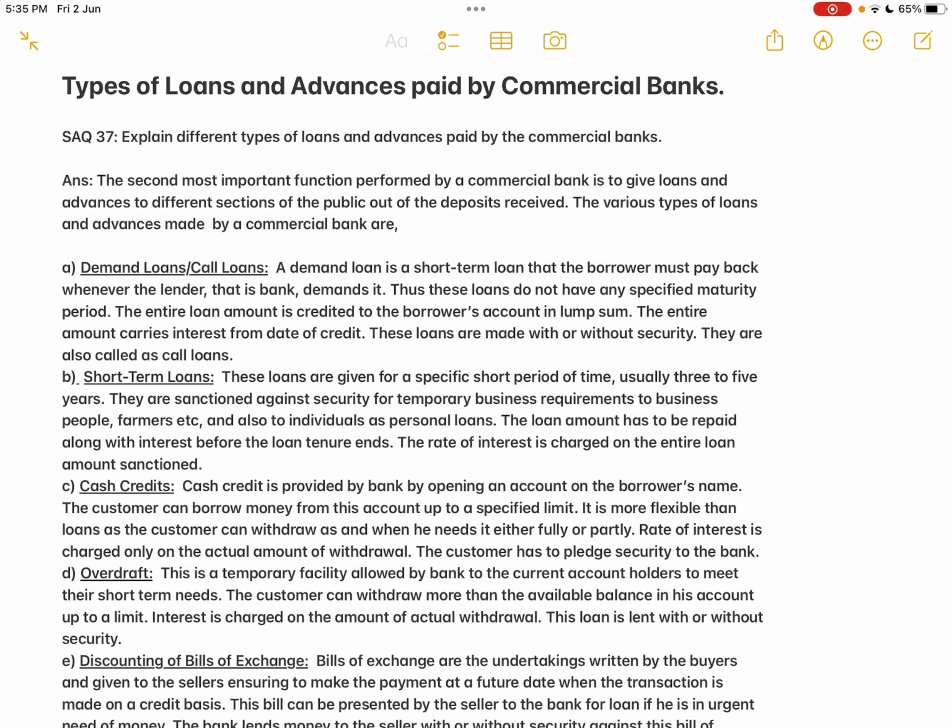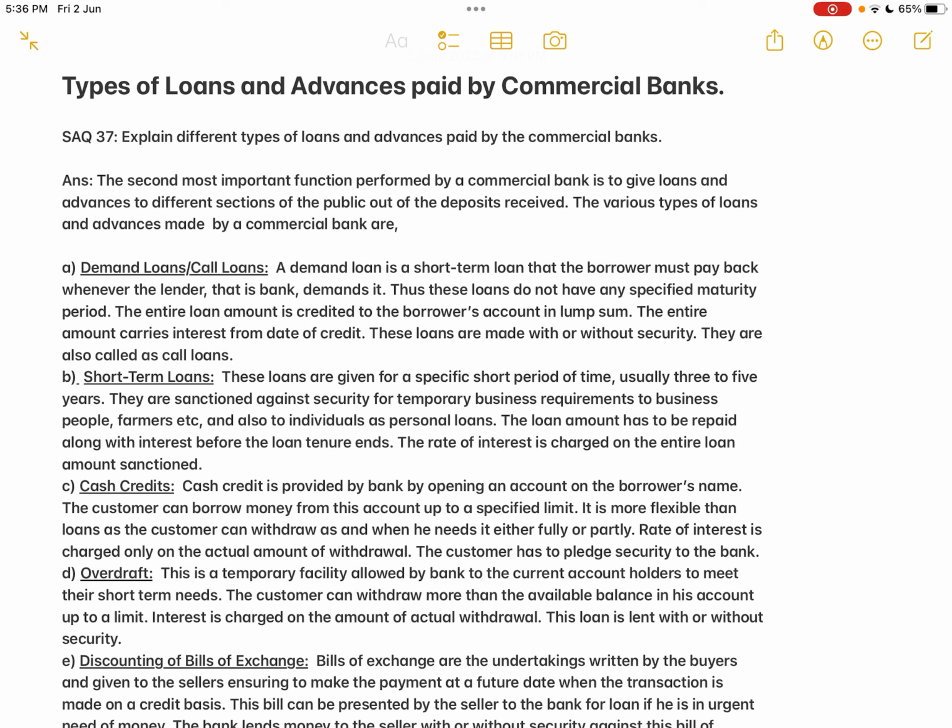The bank gives loans and advances to different sections of the public out of the deposits received. How is the commercial bank able to lend loans out of the deposits received from the general public? The various types of loans and advances made by a commercial bank are: first one, demand loans or call loans.